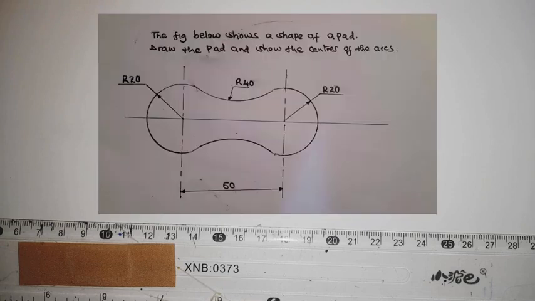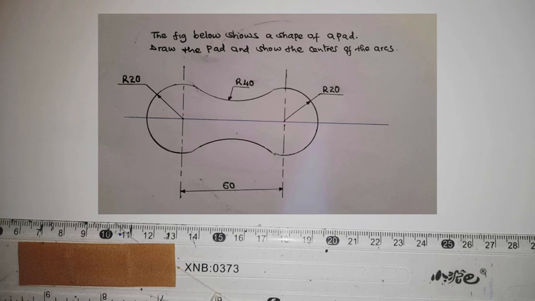Now this is our question. The figure below shows a shape of a pad. Draw the pad and show the centers of the arcs. One interesting thing here is that we are just going to duplicate whatever we are seeing. That is just to know how to establish points or centers for the arcs that you are expected to establish. So there's nothing big, we are only going to repeat what has already been done.